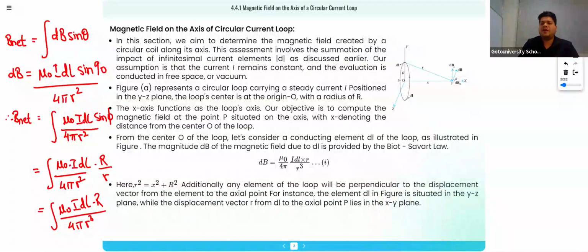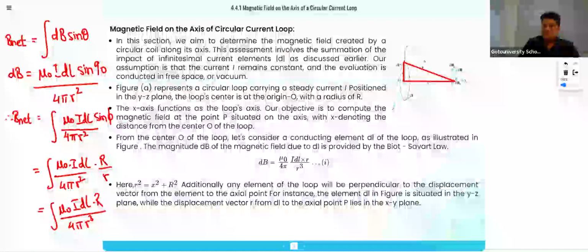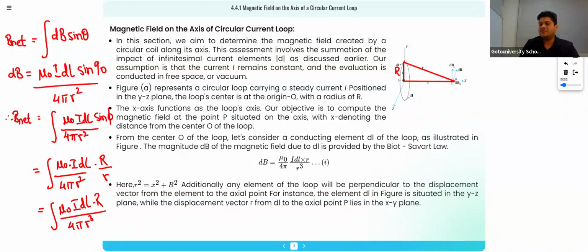Now, in place of r cube, we can write, see, this is a triangle. In this triangle, this is the hypotenuse, here it is capital R, here it is x, here it is r. So we know the formula for hypotenuse. Hypotenuse is equal to under root of R square plus x square. So in place of r, can I write under root of R square plus x square? Yes, we can write that.